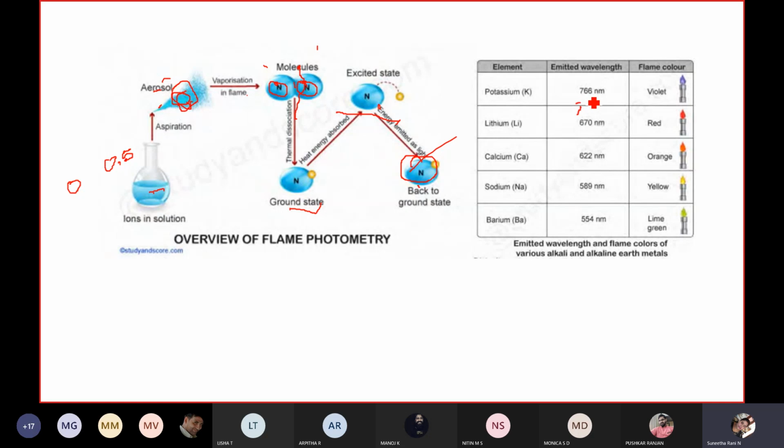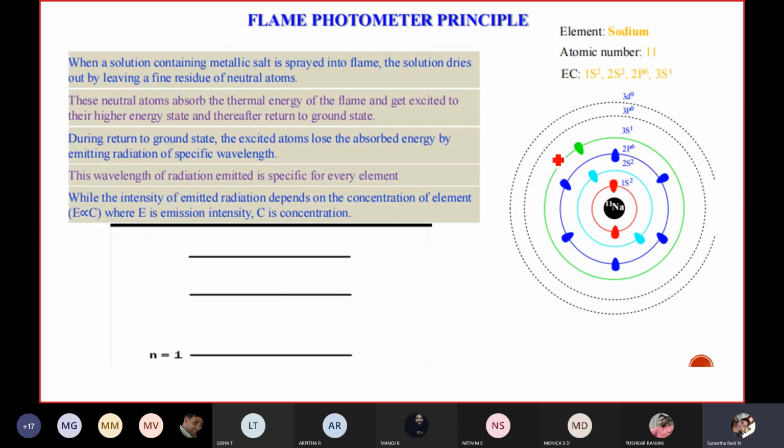See, if you prepare a potassium solution, it gives violet color. If you prepare lithium solution, it gives red color. If you prepare calcium solution, it gives orange color. If you prepare sodium, it gives yellow color. If you prepare barium, it gives lime green or apple green color. At different wavelengths, it gives different colors. So this is the basic principle behind flame photometry.